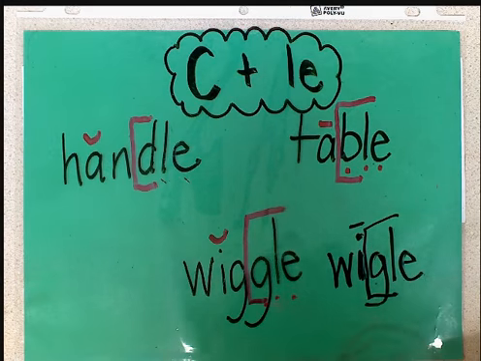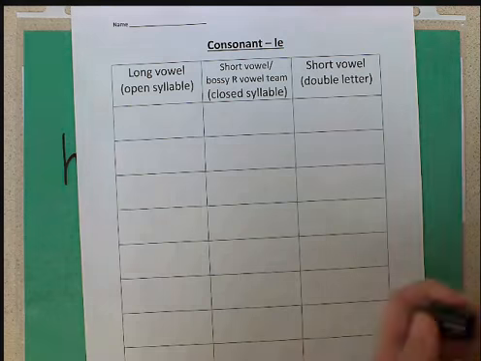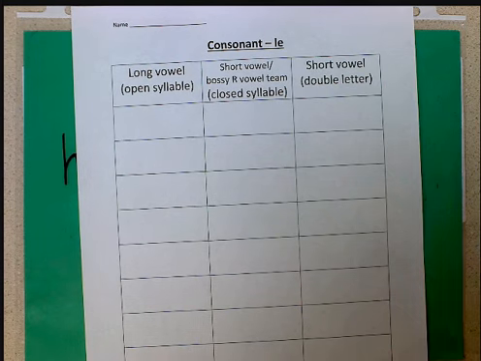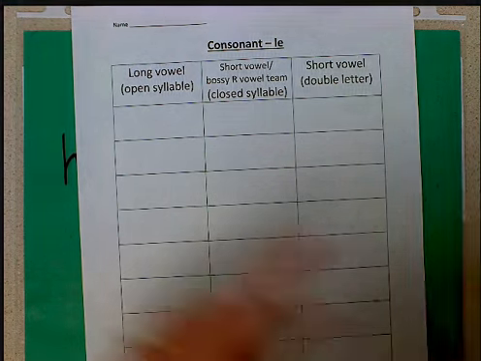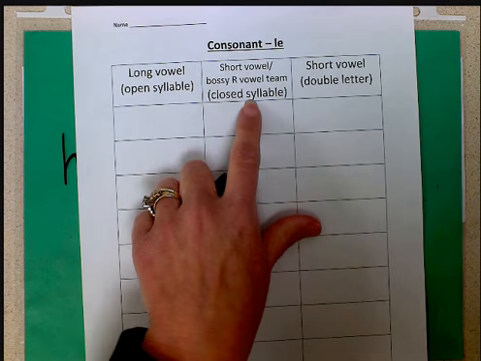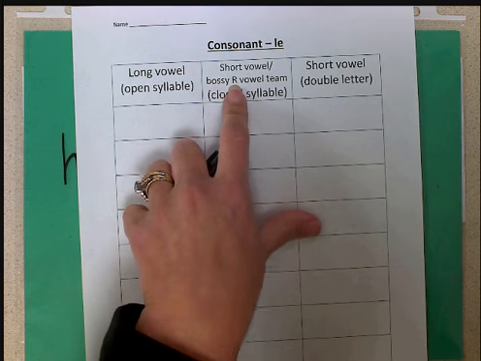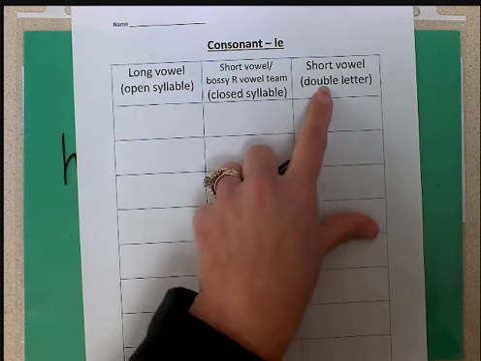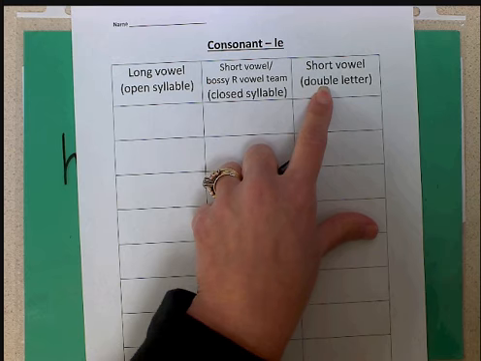Now we practice this with the kids by using a sheet that has a chart on it to help them really focus on hearing the sounds and understanding. Is it an open syllable because I hear the long vowel? Is it a closed syllable and I hear a short vowel or maybe a bossy R vowel team? Or is it a short vowel and I'm going to have to double the letter to keep it short?